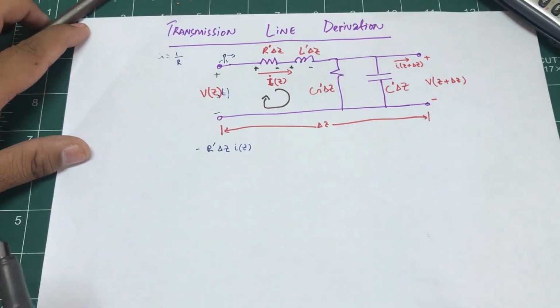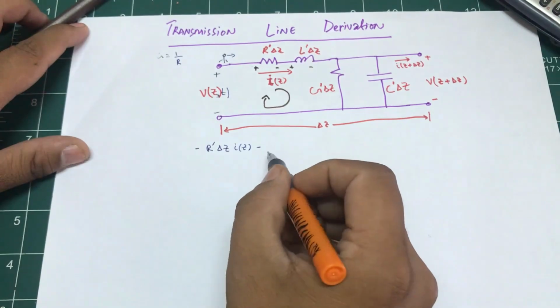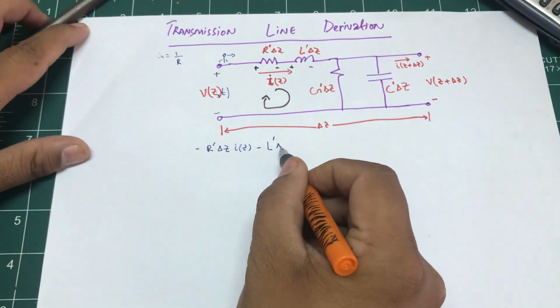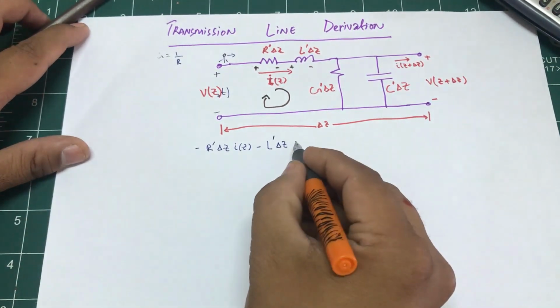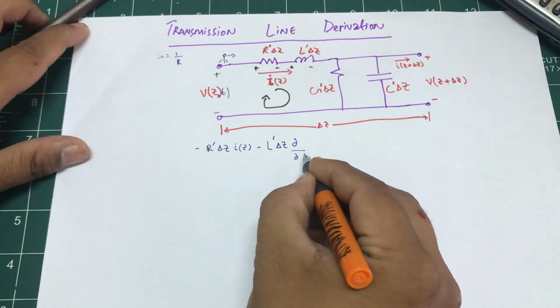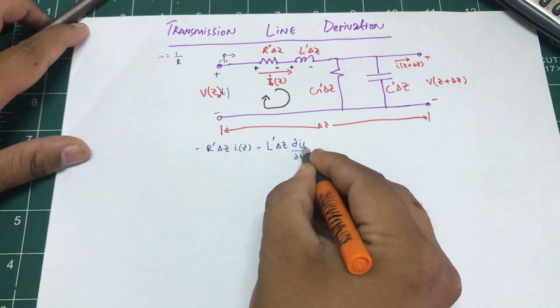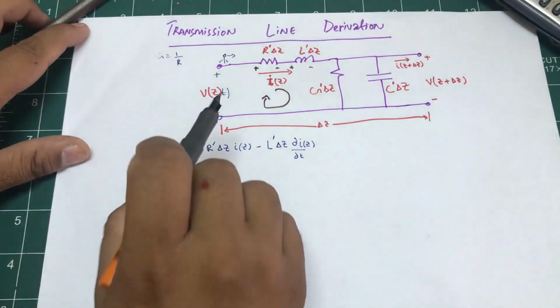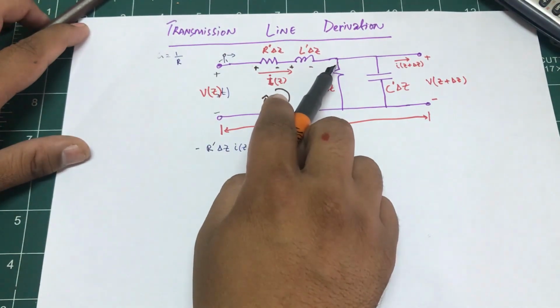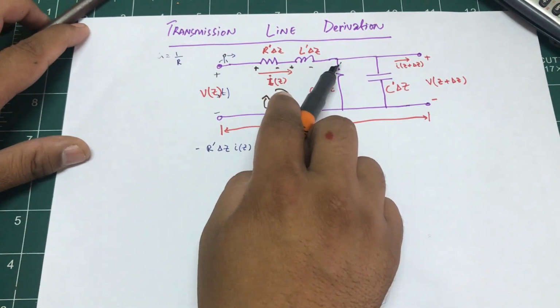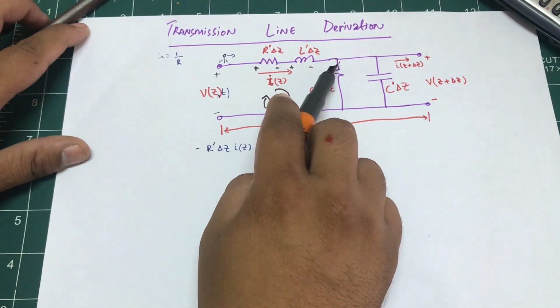Now, when I think of an inductor, it takes a change with respect to my current. It's a current device. So this is my landing sign, which is L prime delta Z, and it likes to take a change with respect to current. So it's going to be d over dt of I of Z. Do I see any more series component? No, because if I were to look at it, this is actually a parallel node. I cannot apply KVL here.